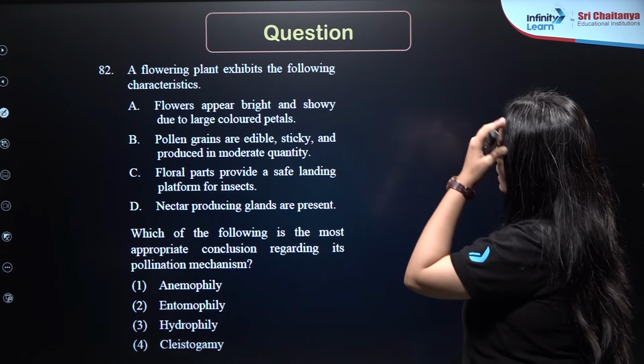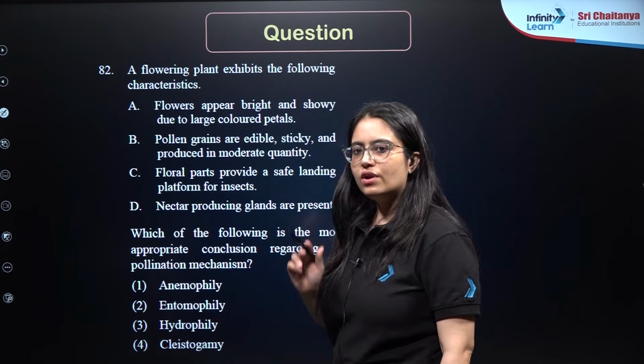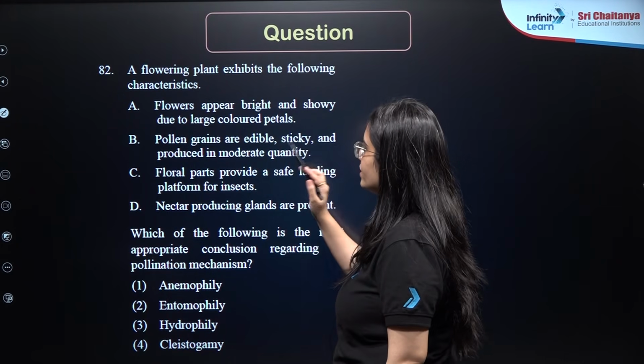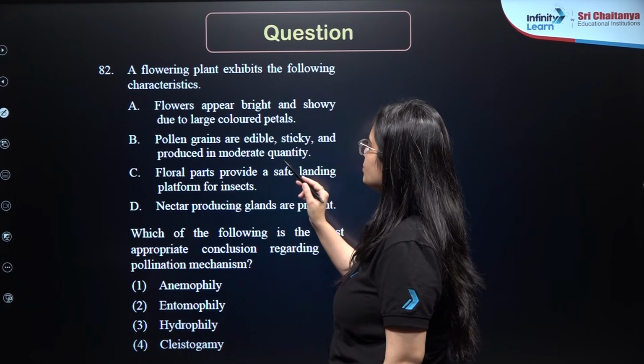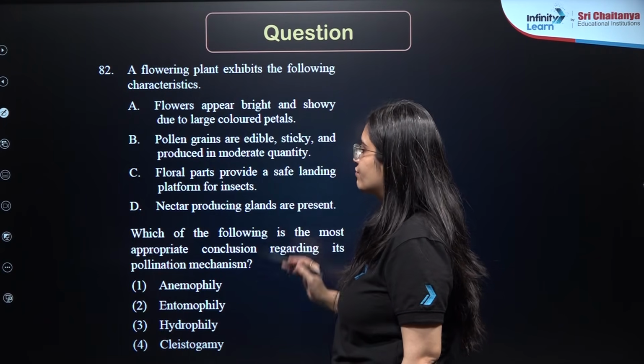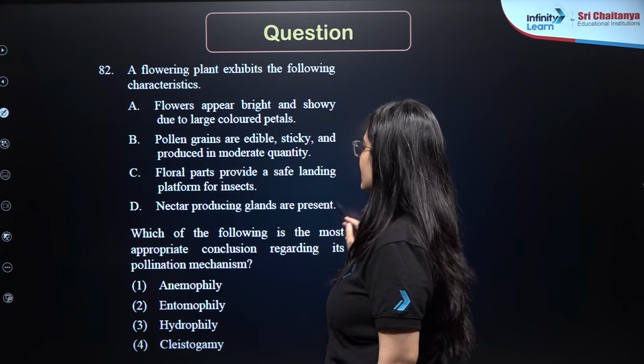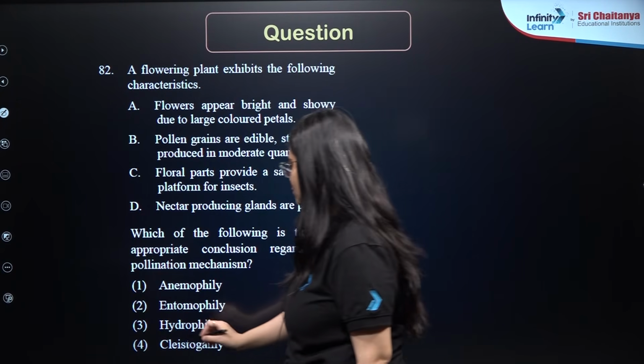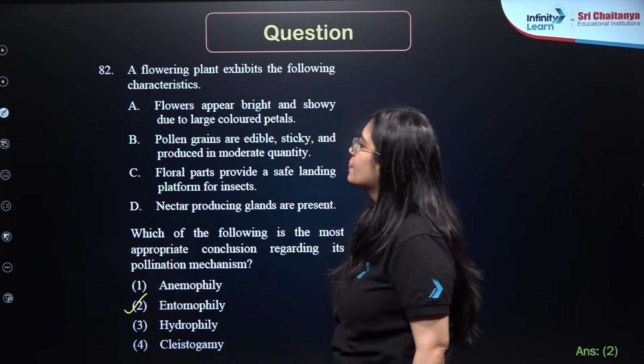Okay, flowers appear bright and showy due to large colored petals. Pollen grains are edible, sticky and produced in moderate quantity. Floral parts provide a safe landing platform for insects and nectar producing glands are present. All these are indicating towards entomophily.